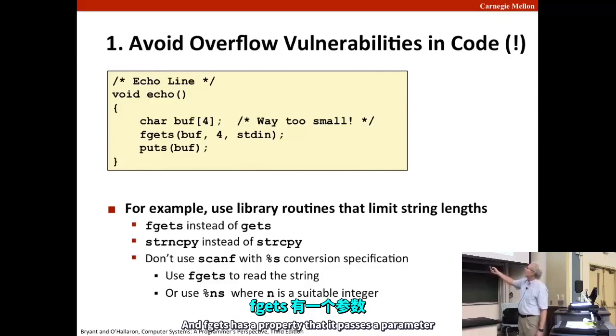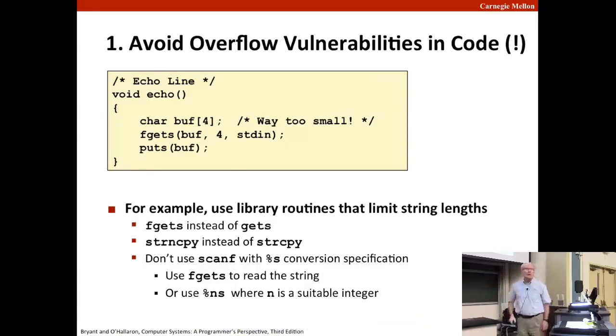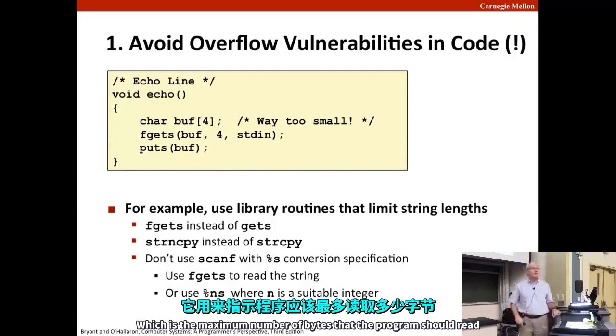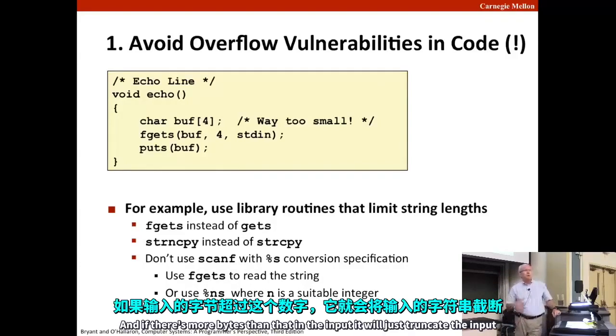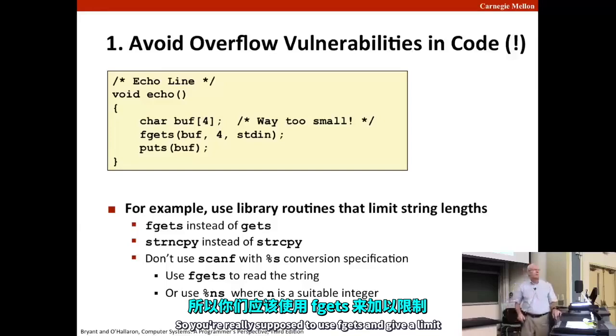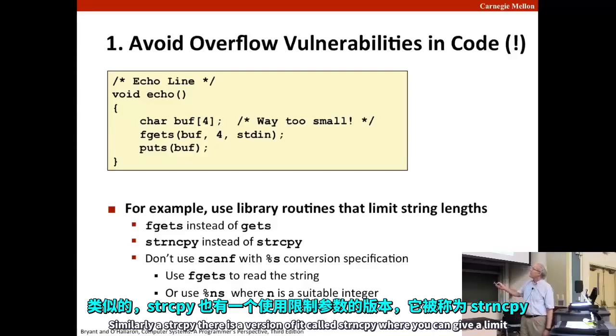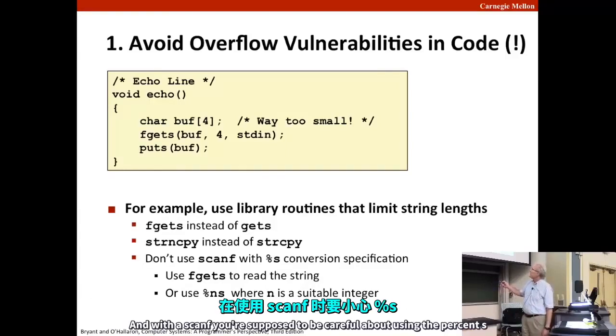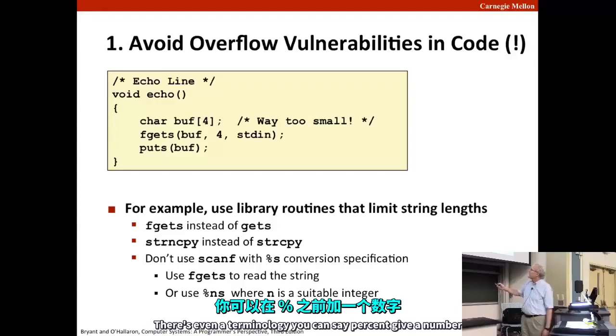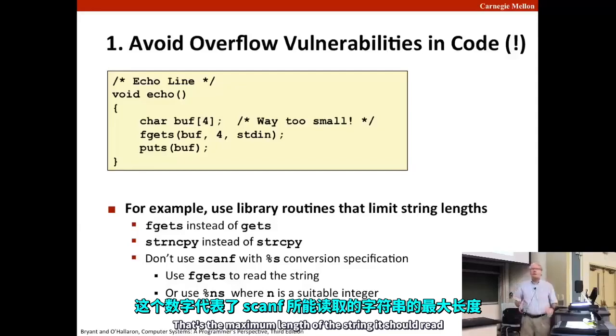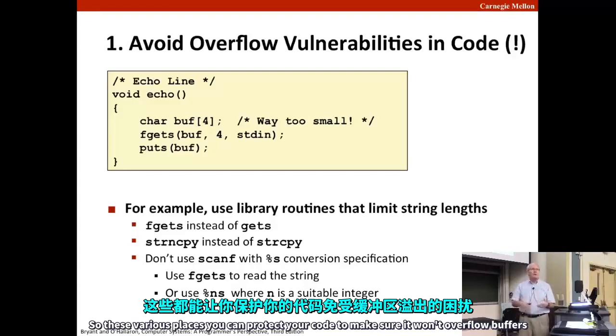And fgets has a property that it passes a parameter, which is the maximum number of bytes that the program should read. And if there's more bytes than that in the input, it will just truncate the input. So you're really supposed to use fgets and give a limit. Similarly, for strcpy, there's a version of it called strncpy where you can give a limit. And with scanf, you're supposed to be careful about using the %s. And there's even a terminology where you can say % followed by a number that's the maximum length of the string it should read. So there's various places you can protect your code to make sure it won't overflow buffers.